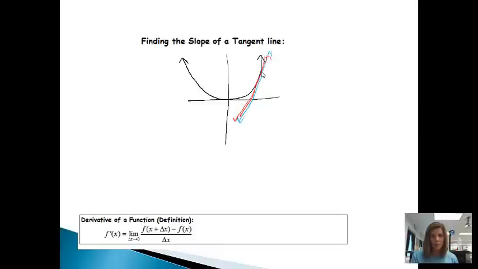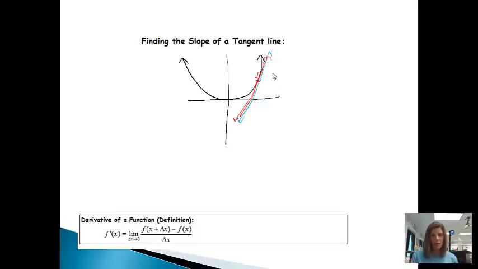Then I'm going to take the secant line, which has 2 points on it, and I'm just going to keep moving that point closer and closer and closer to the point where I actually want to find the slope of the curve. And what's going to happen? That x value is just going to keep getting smaller and smaller and smaller. The distance between the two is just going to keep getting smaller.